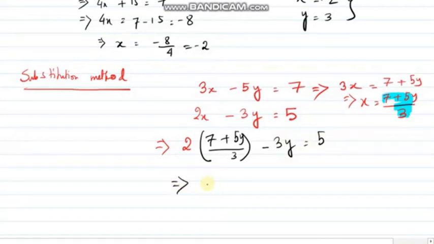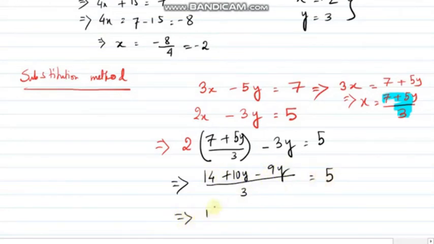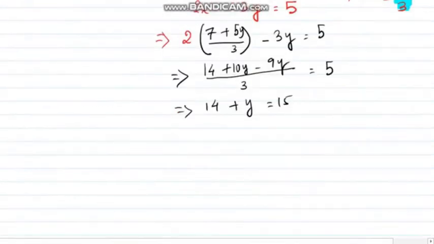If I take the LCM as 3, it will be 14 + 10y - 9y = 15. So 10y minus 9y gives y, and y = 1. Simple answer. Again, you can choose any of these equations.